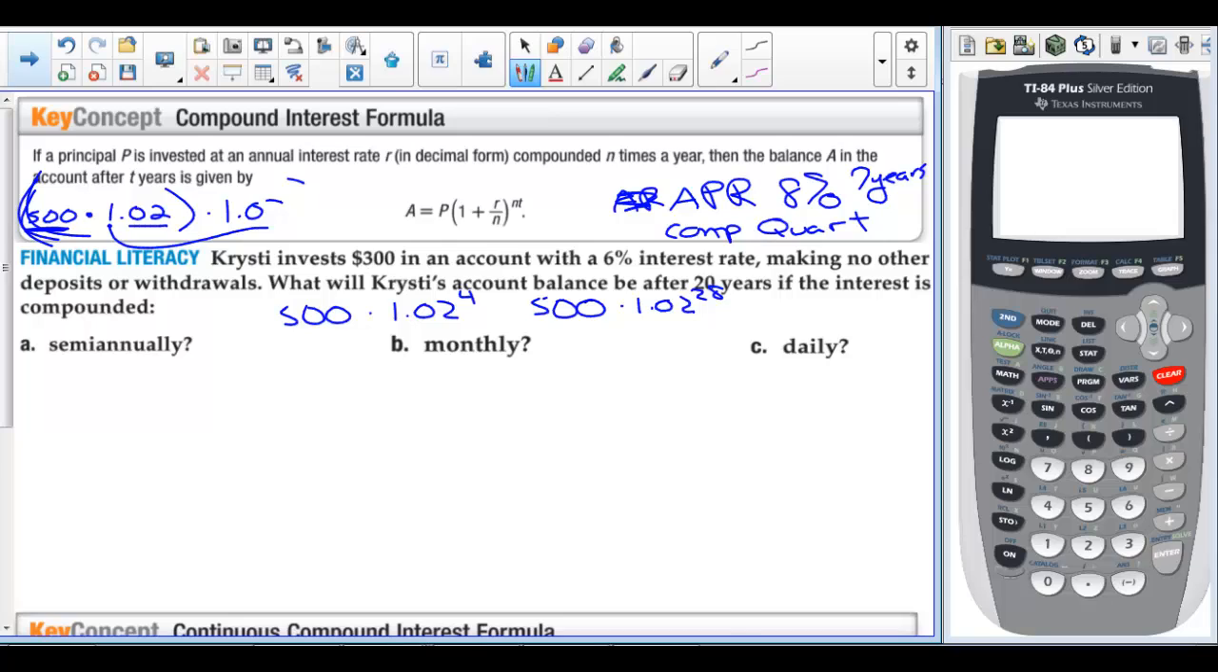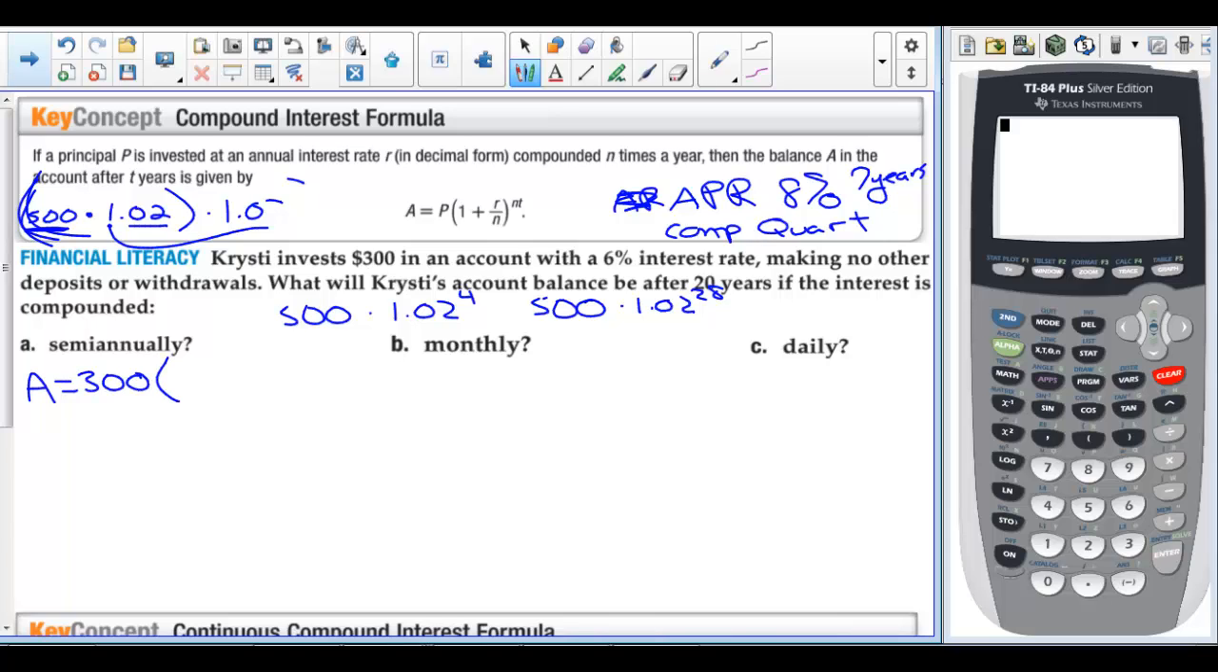Christy invests $300, whoa, big spender, in an account with a 6% interest rate, making no other deposits or withdrawals. What will Christy's account balance be after 20 years if the interest is compounded semi-annually? So the amount, we're going to start out with $300.